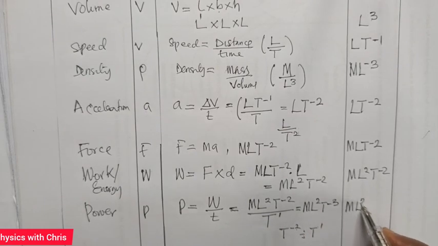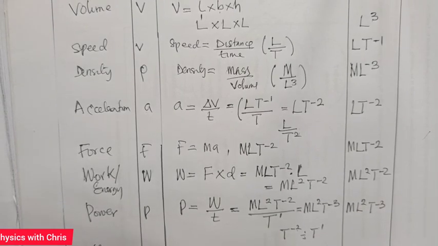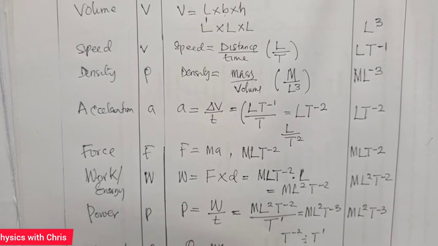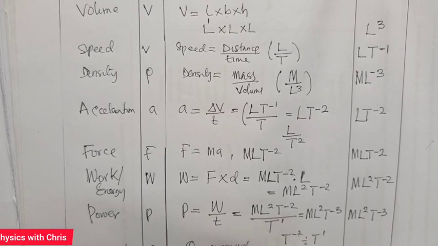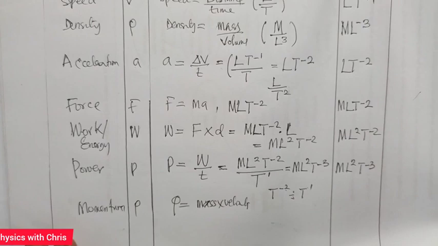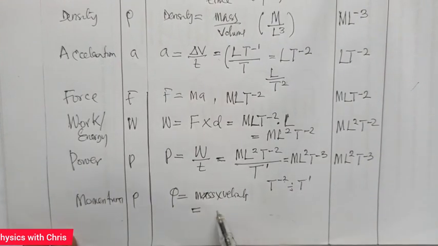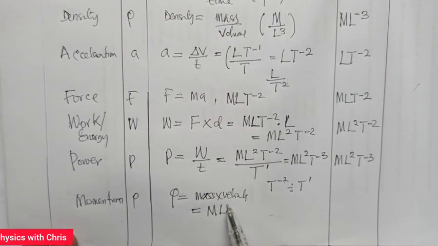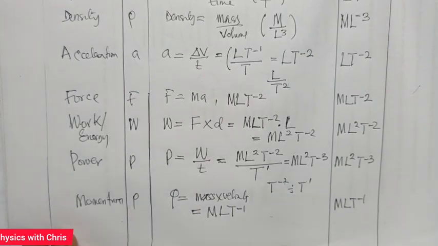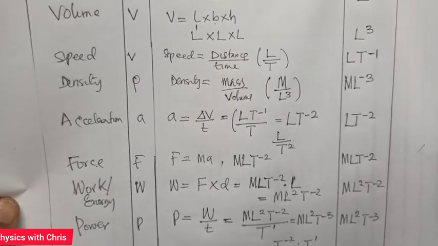So that gives the dimension of power. And then how about momentum? Momentum is defined as the product of mass and velocity of a body. That is, the momentum of a body has to do with the mass of a body in motion. So the dimension of mass is M, and velocity is LT minus 1. That gives the dimension of momentum: MLT minus 1. Okay, so we have seen the dimension of a number of physical quantities. So let's take a few more.